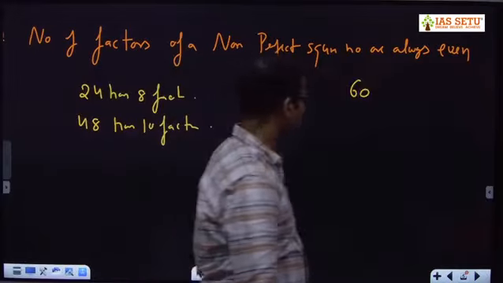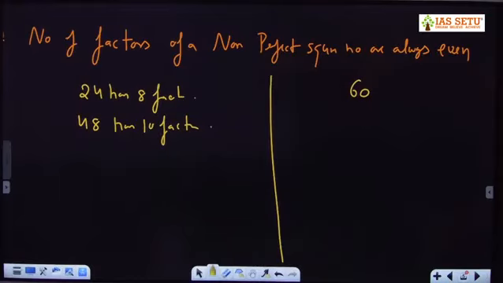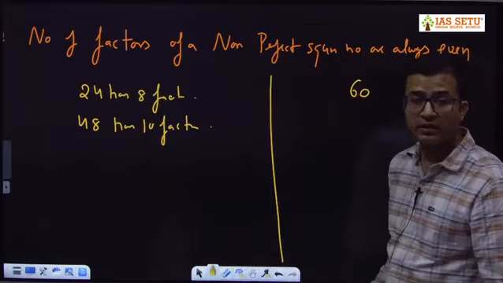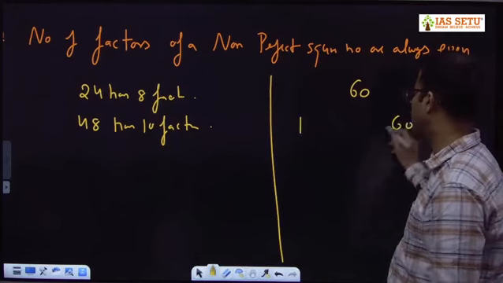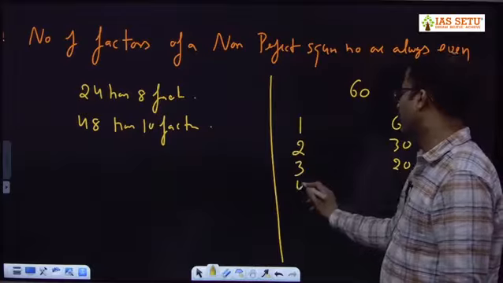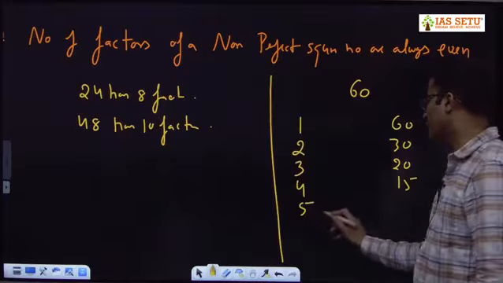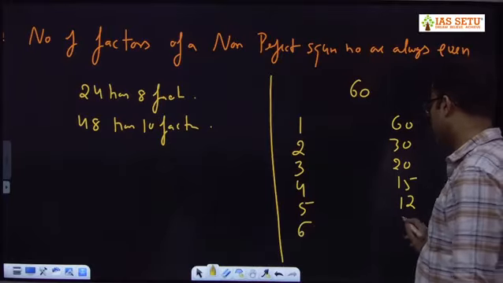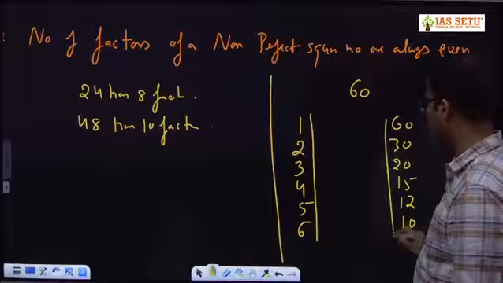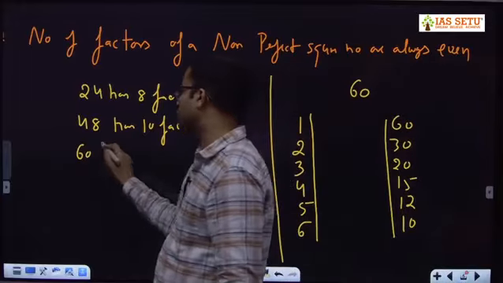How many factors does 60 have? 1 makes a pair with 60, 2 makes a pair with 30, 3 makes a pair with 20, 4 makes a pair with 15, 5 makes a pair with 12, 6 makes a pair with 10. It is not divisible by 7, 8, 9. So you have 6 plus 6, 12. So you write: 60 has 12 factors.